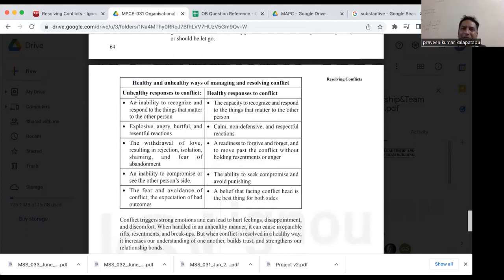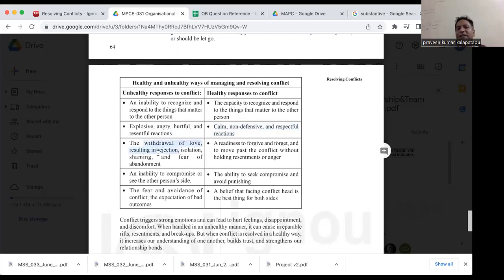So this table is also very, very self-explanatory. I don't think we really require to read this to write this, right? So obviously, if you have an inability to recognize and respond to the others, then you have a problem. It's an unhealthy way of doing it. Healthy way is you should be able to recognize and respond to the other person's needs, right? You can't be explosive, angry, etc. You should be calm, non-defensive, respectful. Reaction should be very moderated, right?